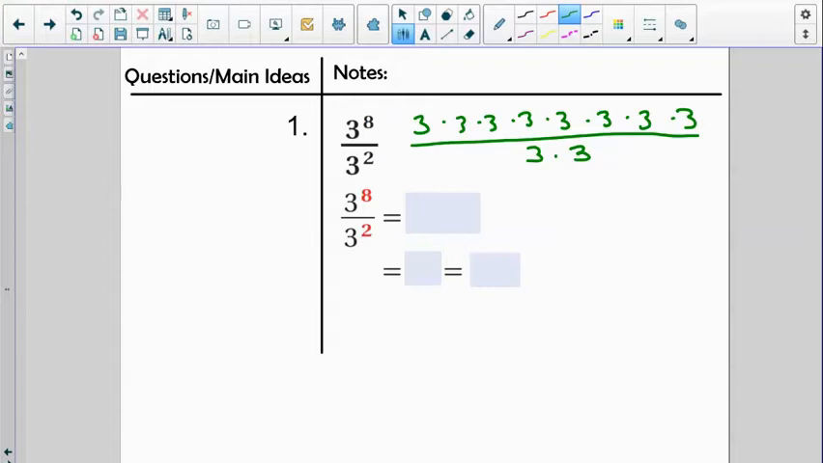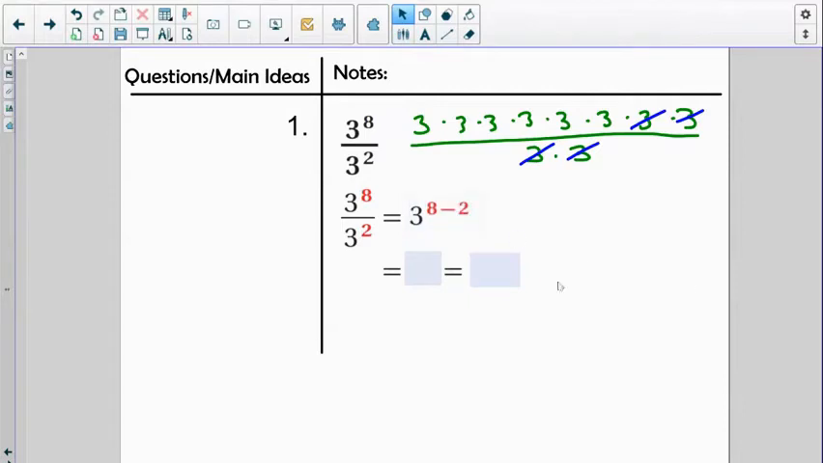So how many can we cancel from each? Well, we can cancel out a 3 and a 3, since 3 divided by 3 is 1. And then another 3 and a 3, because 3 divided by 3 is 1. While we started with 8 3's in the numerator, we were able to cancel 2 of them out. And we're going to be left with just 6 of those 3's in the numerator.